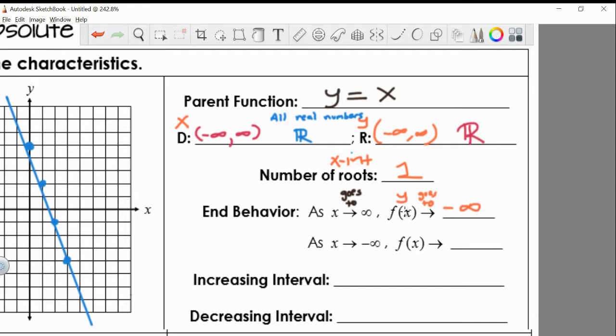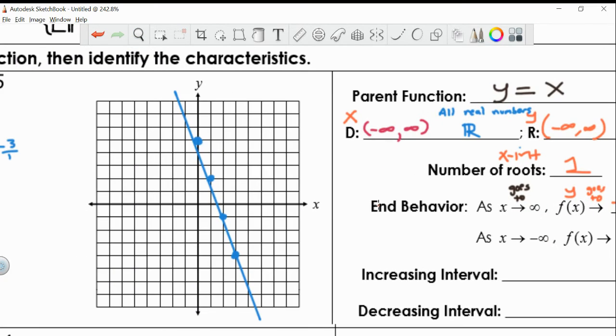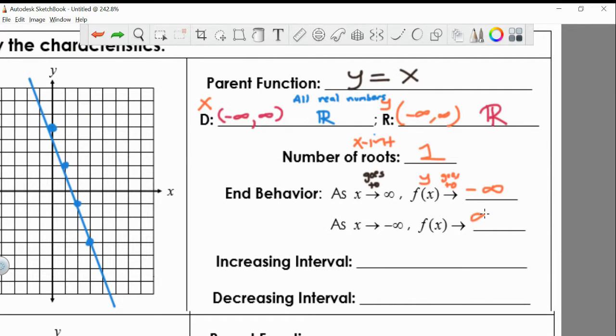End behavior is a question that is literally asking you, are the ends of your graph going up or down? That's all it's asking you, okay? So now this second question says, as x is going towards negative infinity, what that means is, as my x's are getting smaller, as I'm going left, where is the graph going? Up or down? My graph is going up, right? This graph's going up forever. And so the answer over here would be positive infinity.